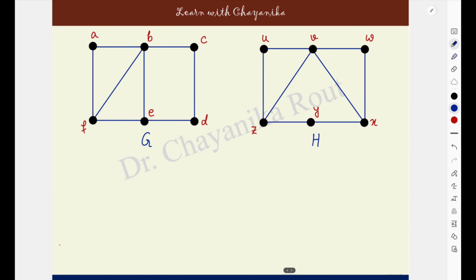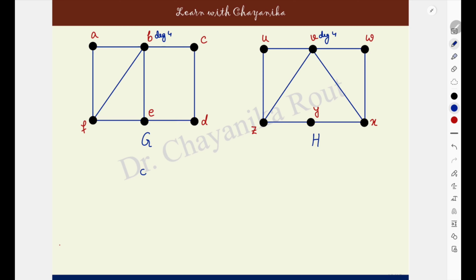Next, we have two graphs G and H. So if you check for the initial properties, you will find both the graphs have the same order 6, they have the same size 8, and the degree sequence is also same, that is 4, 3, 3, 2, 2, 2. So here also there is only one vertex of degree 4 in each of the graphs. In G, B is the vertex of degree 4, and in H, V is the vertex of degree 4. So let's redraw G and check if it can be redrawn in the form of H.